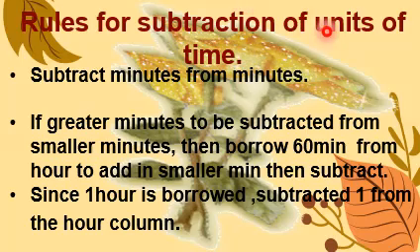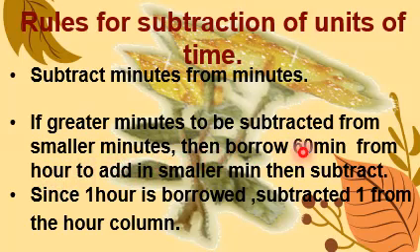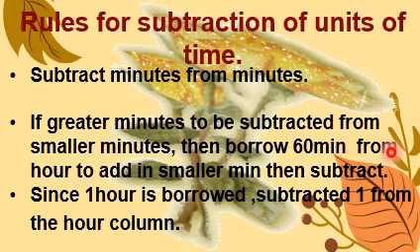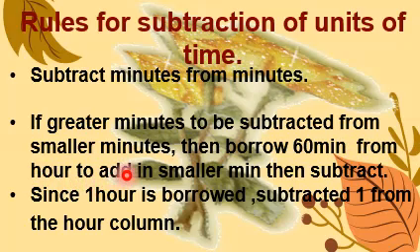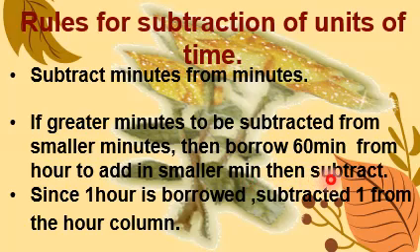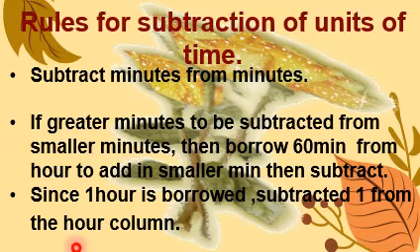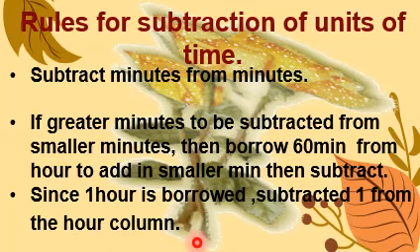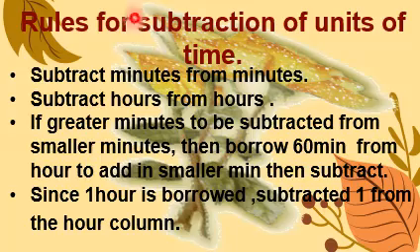If greater minutes are to be subtracted from smaller minutes, then borrow 60 minutes from the hour to add to the smaller minutes and subtract. Since 1 hour is borrowed, subtract 1 from the hour column. And the next rule is subtract hours from hours.